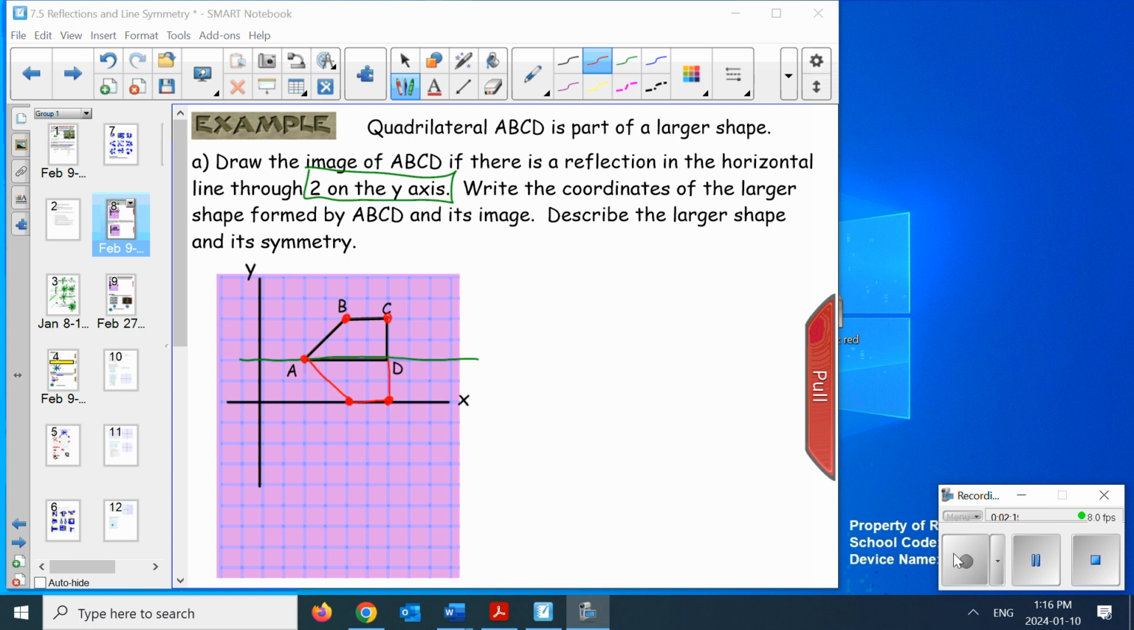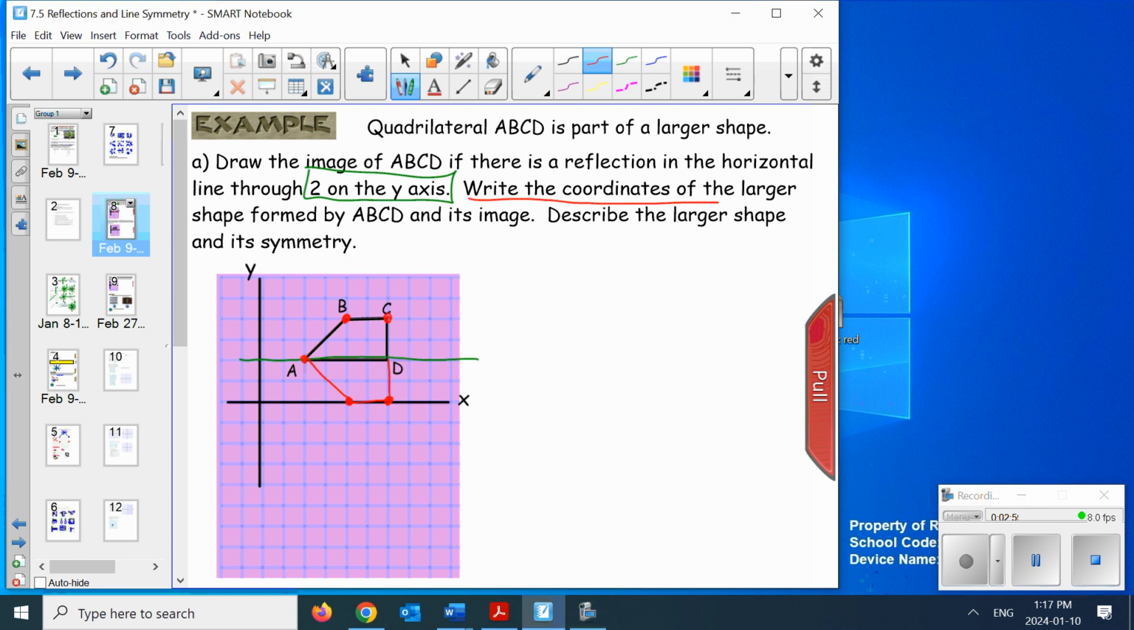So what we need to do is write the reflection. Okay, we did that. Write the coordinates of the larger shape formed by ABCD and image. Were you here 2 days ago for this? If you weren't here, if you don't recognize this reflection stuff, were you here at all this week? Okay, so then take out this candle, the one that started with a picture of water reflection. Okay, so the coordinates, this is the next part here, write the coordinates.